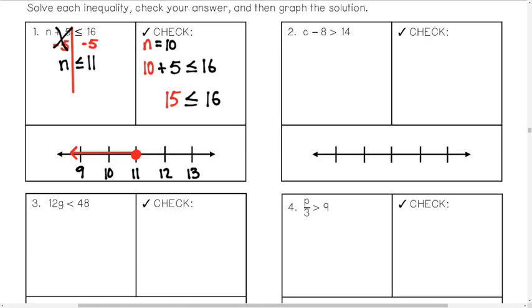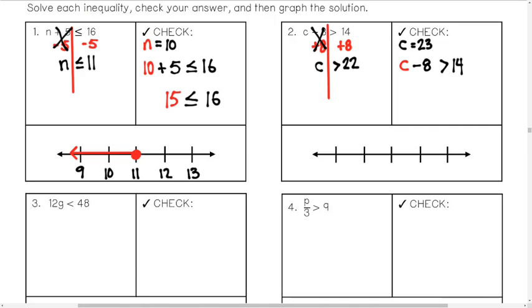Number 2. I start out by keeping this one organized. I draw my line, and then I look for my variable and say, okay, what's the opposite operation here from minus? And that would be plus. So I add 8 to both sides to keep it balanced, step 2. And then cross off the 8's, because those cancel, and I'm left with C is greater than 14 plus 8, which is 22. I then choose a number that's larger than 22, greater than 22, and I'm going to go ahead and pick 23. And then I check my work.